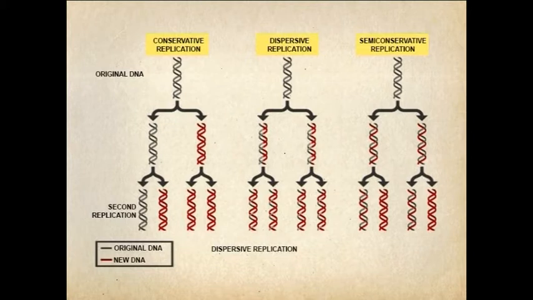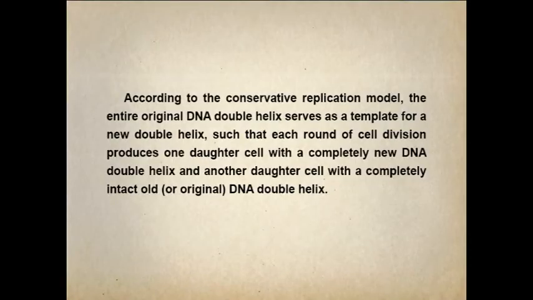Semi-conservative replication was not the only model of DNA replication proposed during the mid-1950s. In fact, two other prominent hypotheses were put forward: conservative replication and dispersive replication. According to the conservative replication model, the entire original DNA double helix serves as a template for a new double helix, such that each round of cell division produces one daughter cell with a completely new DNA double helix and another daughter cell with a completely intact old original DNA double helix.